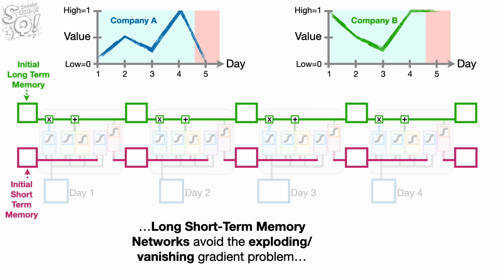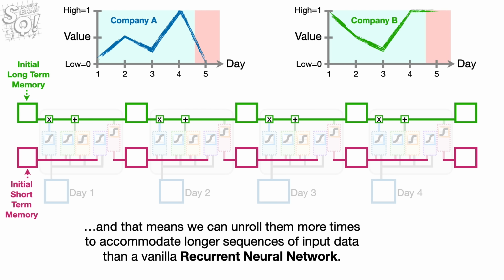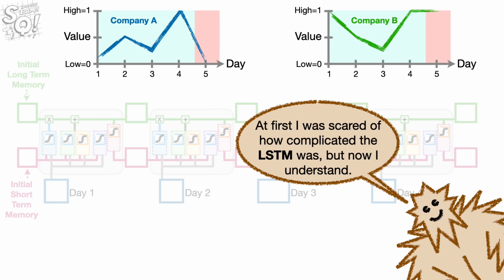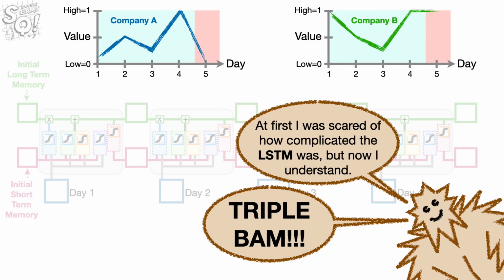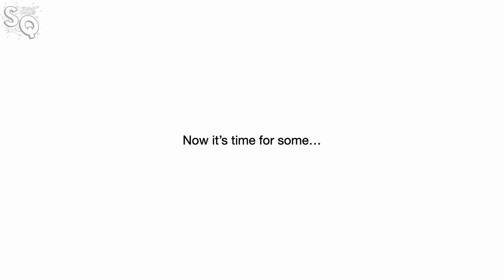In summary, using separate paths for long-term memories and short-term memories, long short-term memory networks avoid the exploding vanishing gradient problem. And that means we can unroll them more times to accommodate longer sequences of input data than a vanilla recurrent neural network. At first, I was scared of how complicated the LSTM was, but now I understand. Triple bam.